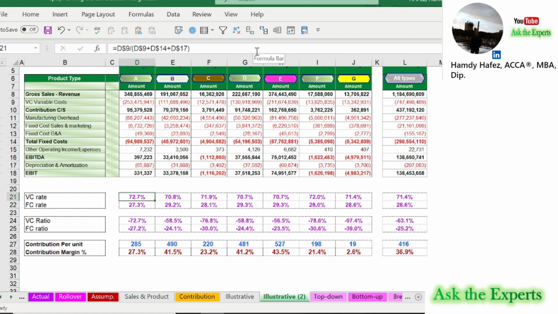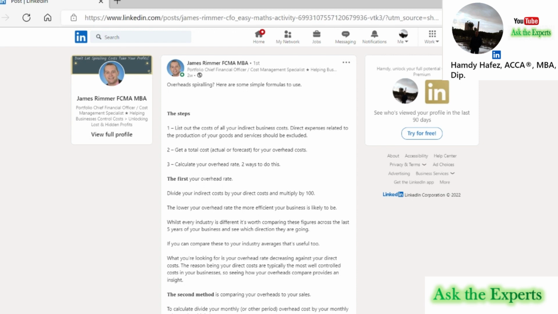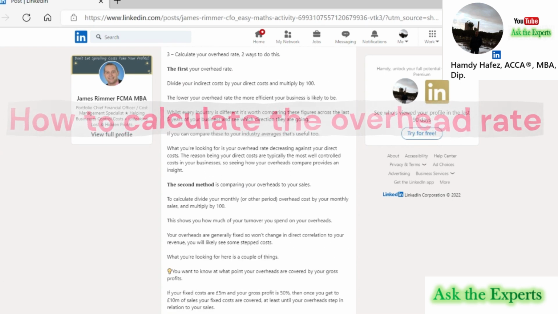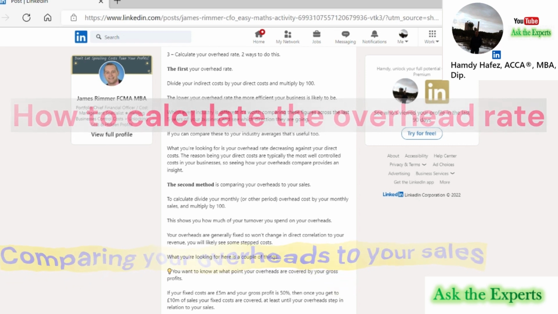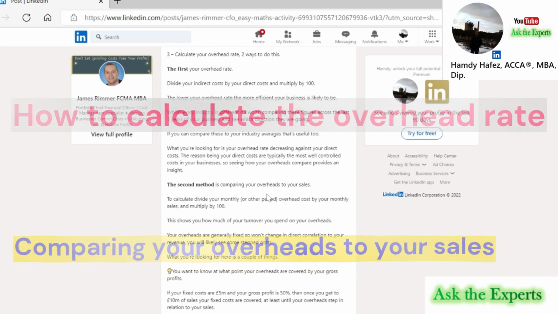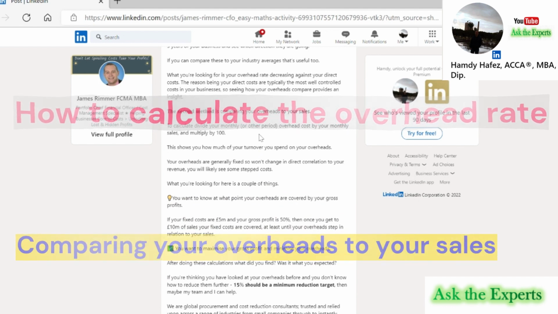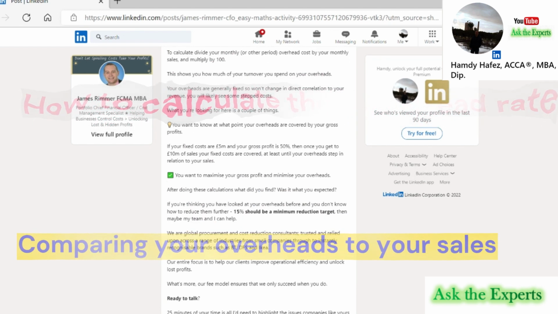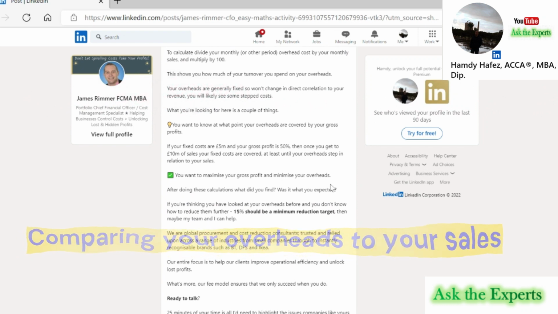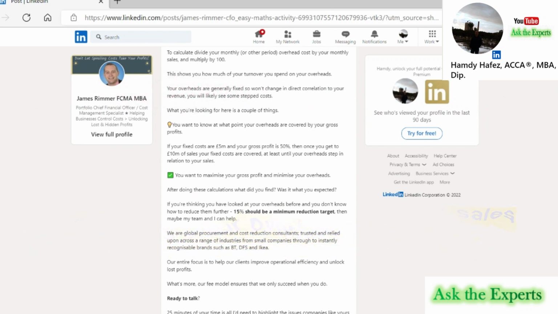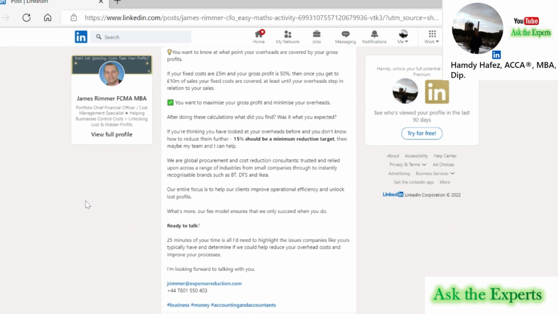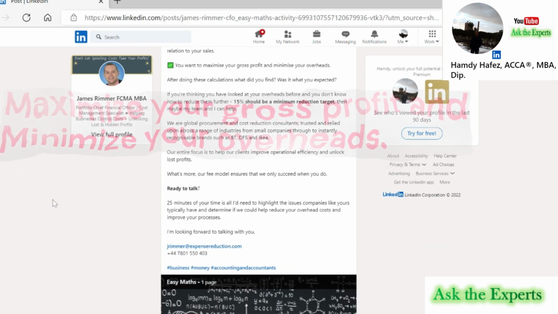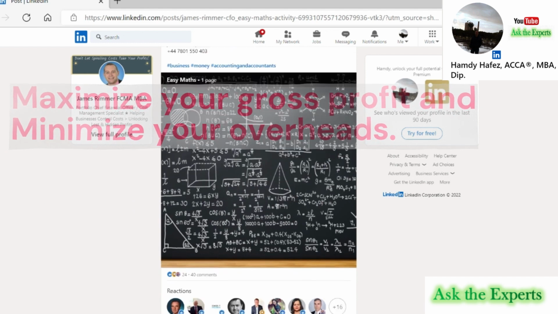But for better understanding, I recommend reading this important post by James Rimmer. Especially two parts. The first part discusses how to calculate the overhead rate. And the second part is about comparing your overheads to your sales. Both methods use a similar methodology of calculating the variable cost rate and the variable cost ratio. Also, by reading this post and other posts by James Rimmer, you will be able to maximize your gross profit and minimize your overheads.